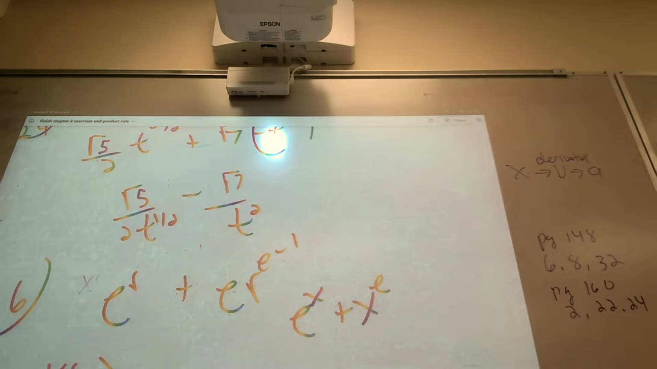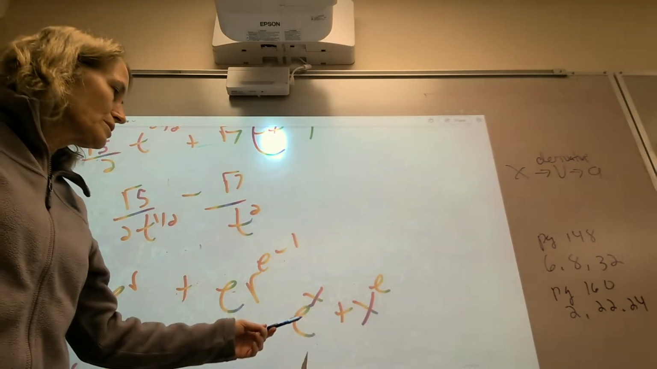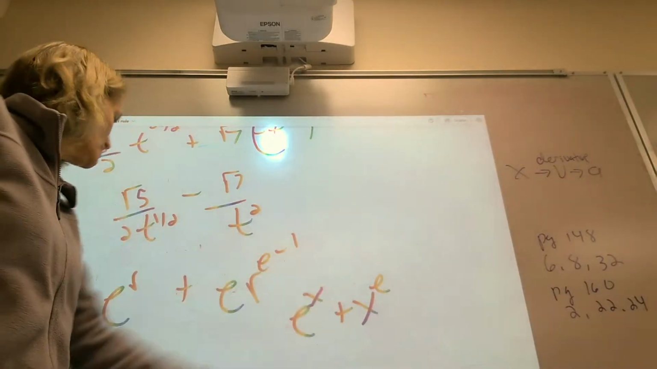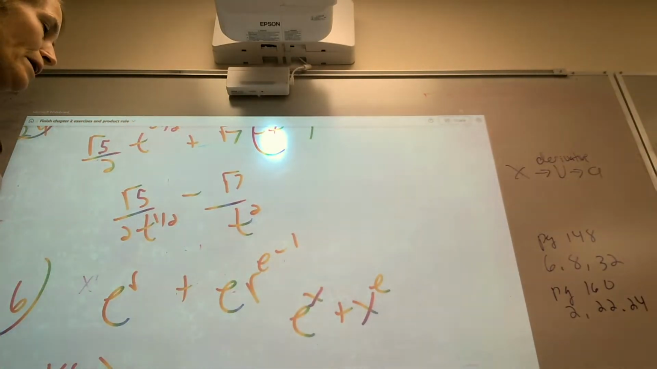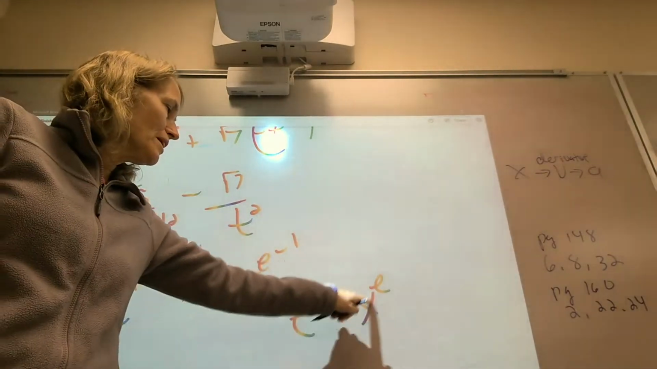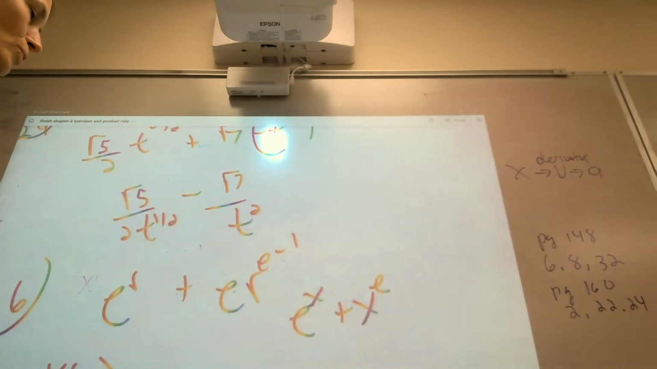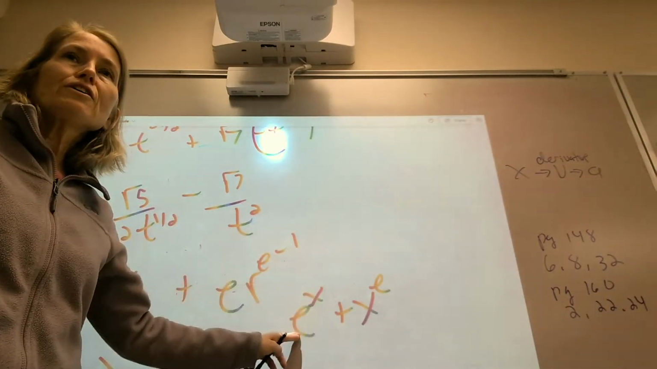Okay. We've got something else here. I was distinguishing here between e to the x and x to the e. X to the e is the power rule. You bring down the e, x to the e minus 1, but this is a different thing altogether.